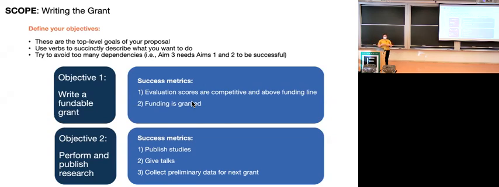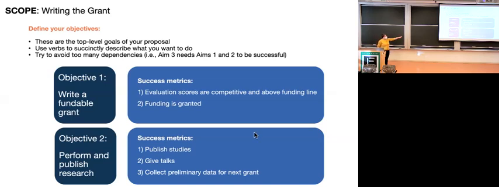You can be fundable. You might have 80% in your overall evaluation, but if the funding line's 85%, you don't get funded. So even if you get an A, it doesn't matter. You need to get that 87 to be above the funding line, and I'll describe that for CIHR in a second.